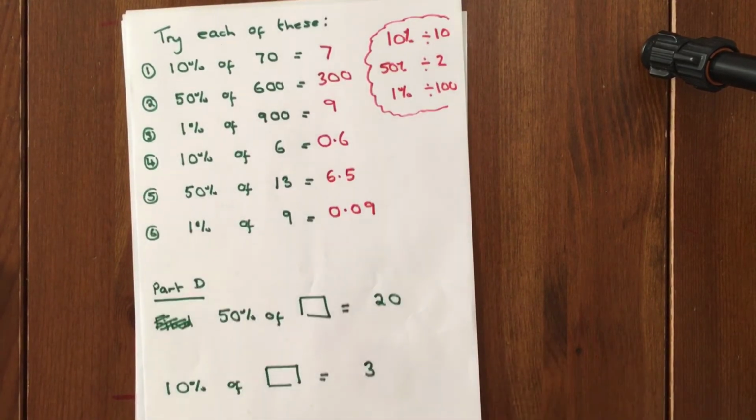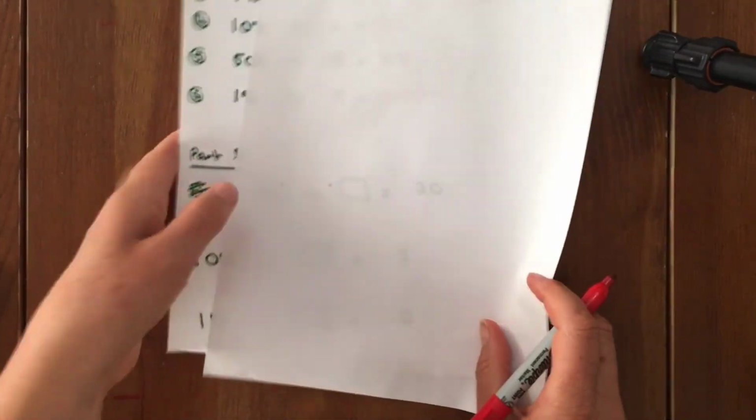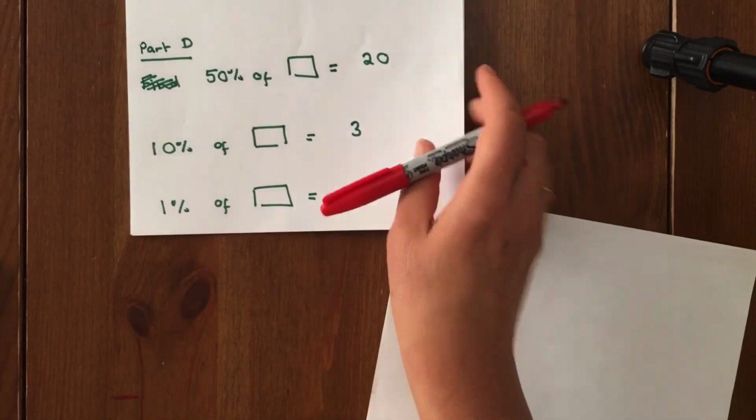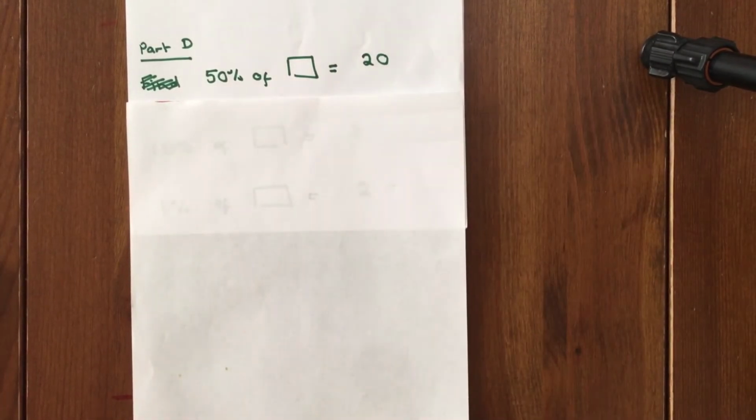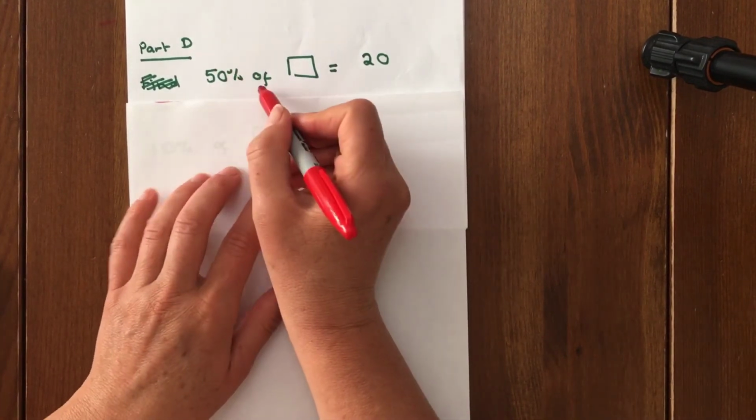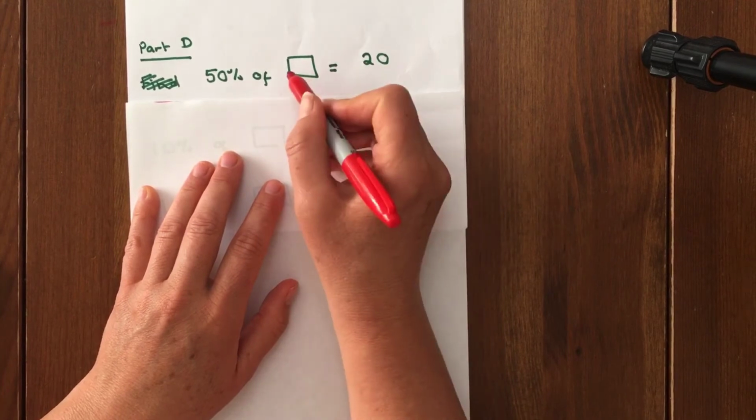Right, part D, the last part of the lesson. Getting a little bit harder now. Part D. Now you're given the answer. You're told 50% of a number is 20. So what is this number?